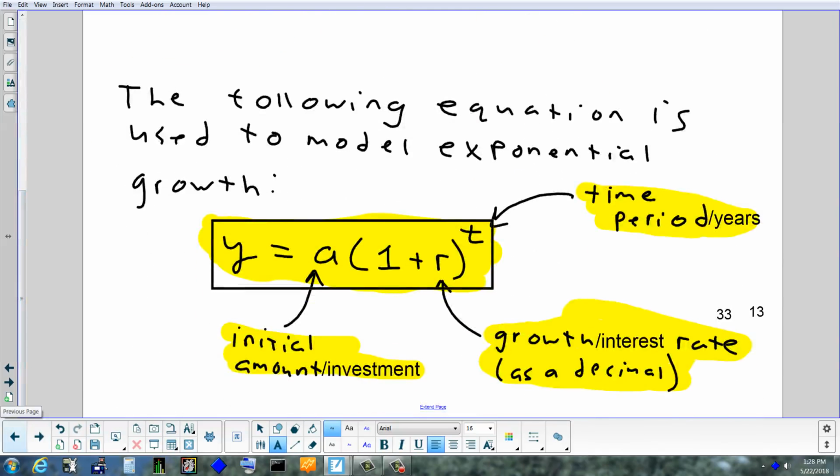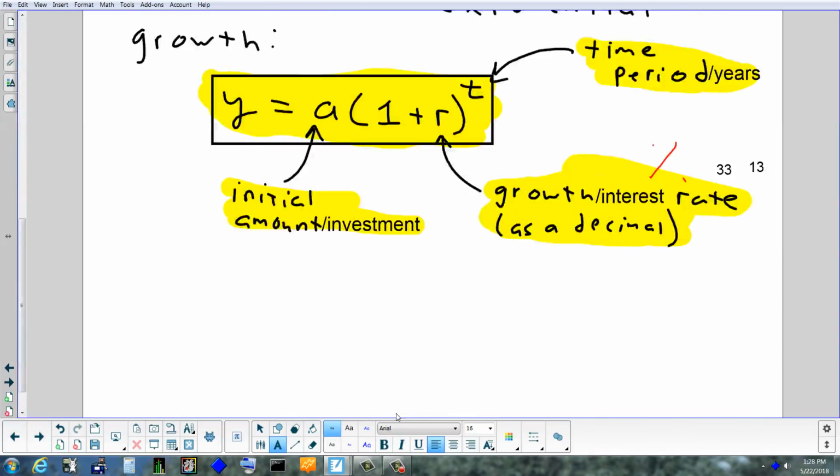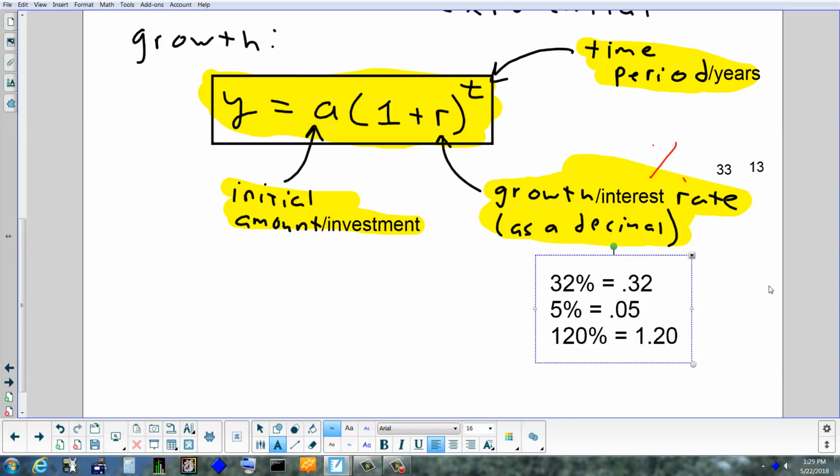Alright? So guys, you're going to know it's the rate because when you're reading the problem, it's going to be given as a percentage. When you plug it into the problem, you want to make sure you change it to a decimal. Or if you're doing it on your calculator, hit the second button and then the percentage button. If it was 32%, to make it a decimal, it would be 0.32. If it was 5%, it becomes 0.05.